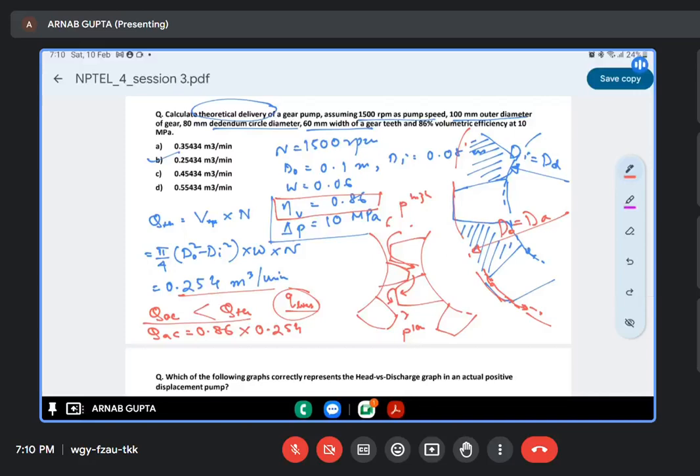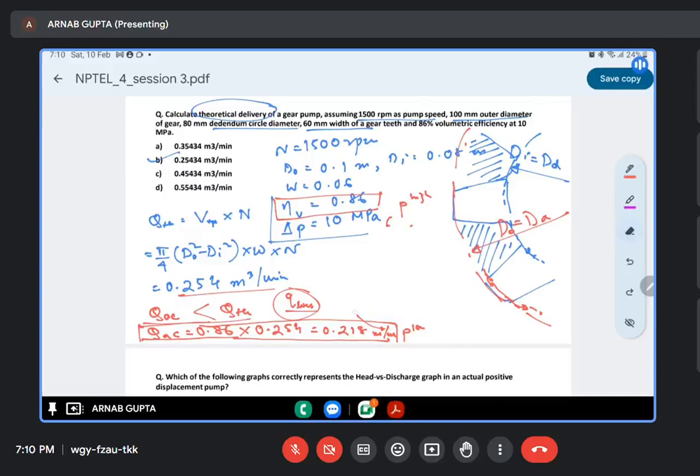That's 0.218 meter cube per minute. So you can see that this is your actual flow rate.